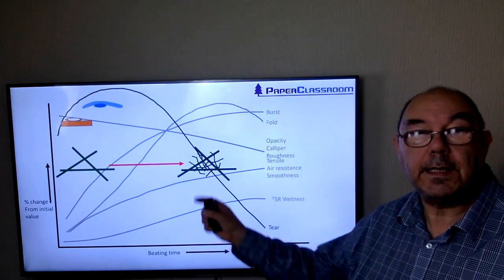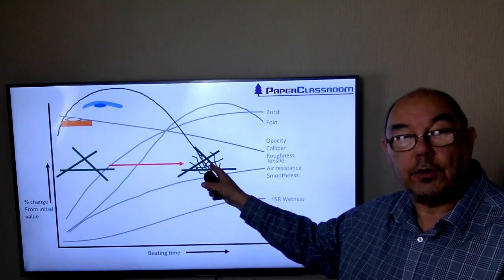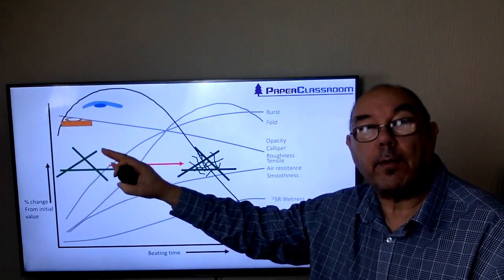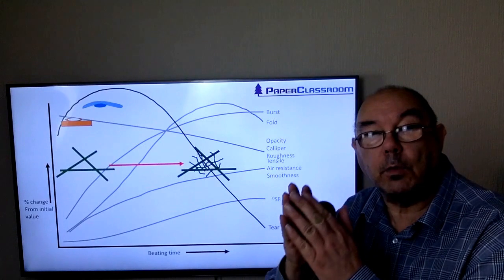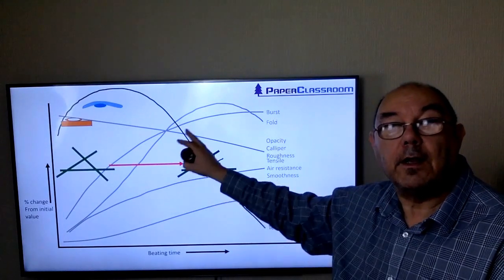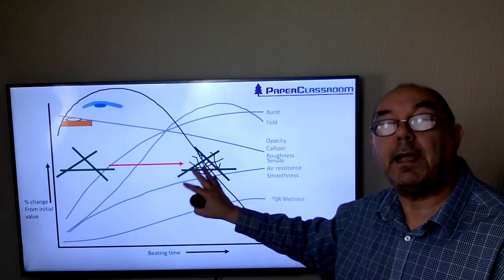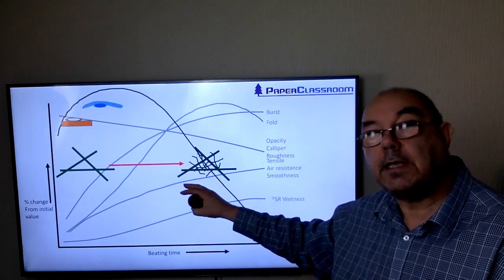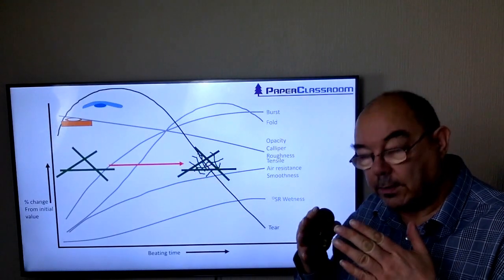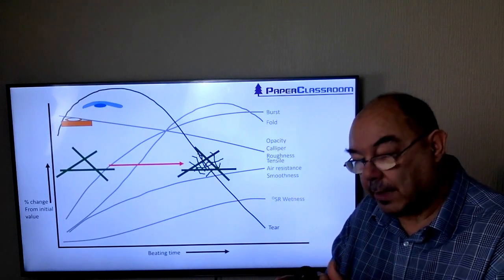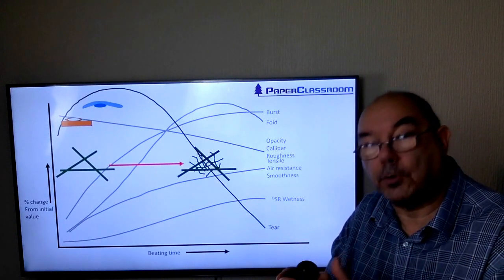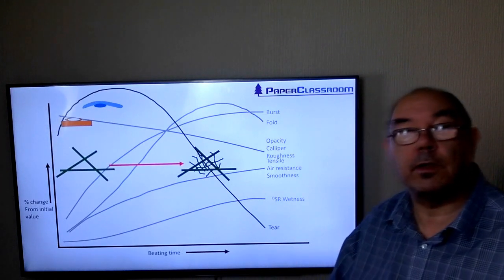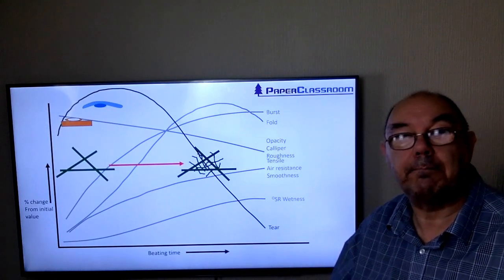But this is also what's going on, external fibrillation. And we're going from this situation here, where we've got all those holes that will dissipate those forces, to filling in all those holes and making a much more homogeneous sheet. And the more homogeneous it is, the more that we can focus that crack propagation, those tear forces, and therefore tear resistance will fall very rapidly.